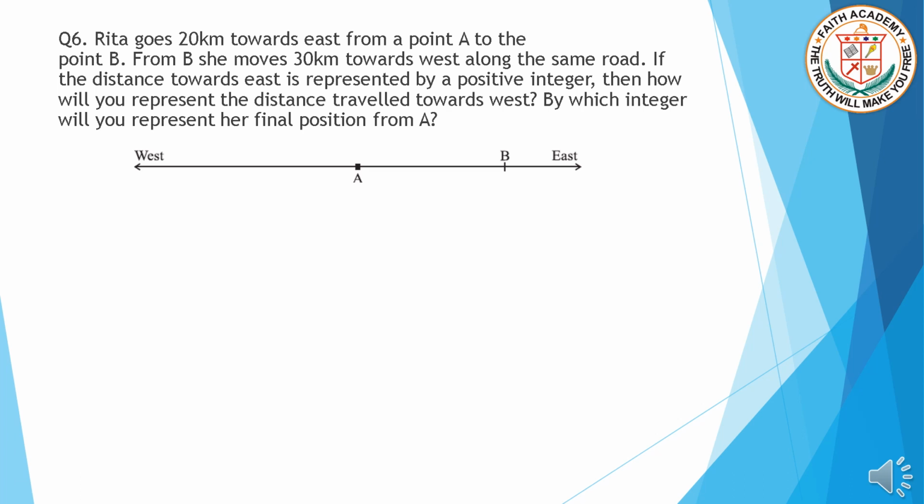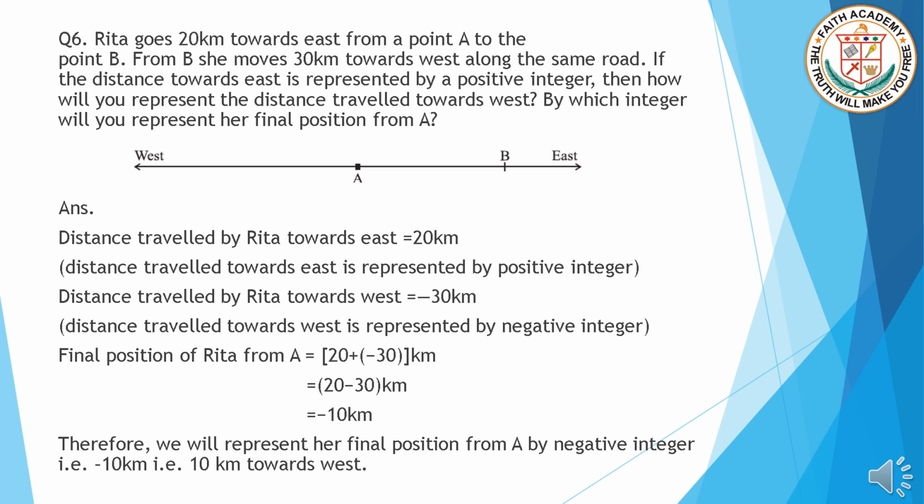As you can see in the figure, there is a point A given and east and west. Point B is the position from where she starts moving. Here it is already given in the question that the distance towards east is represented by a positive integer. So that means the distance travelled towards west should be taken as a negative integer. So east is positive and west is negative. Now how will we solve this question? The first step is: distance travelled by Rita towards east is positive 20 km.